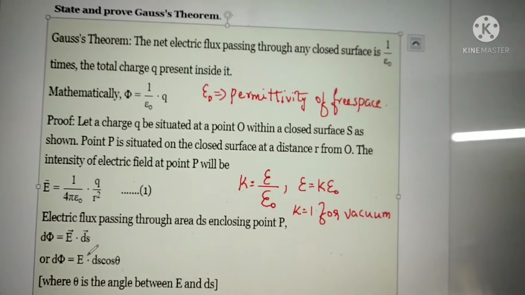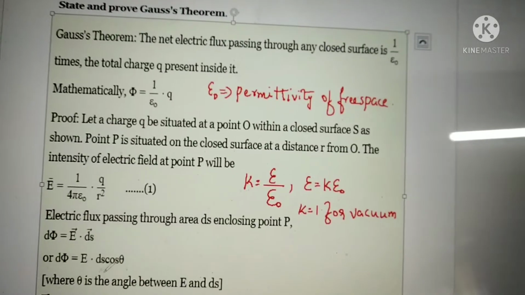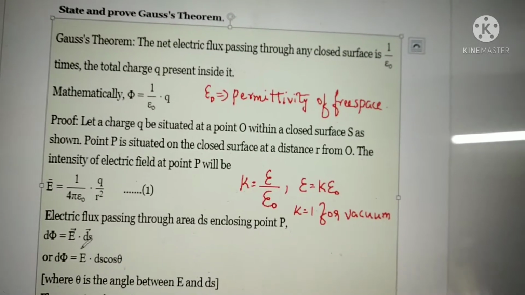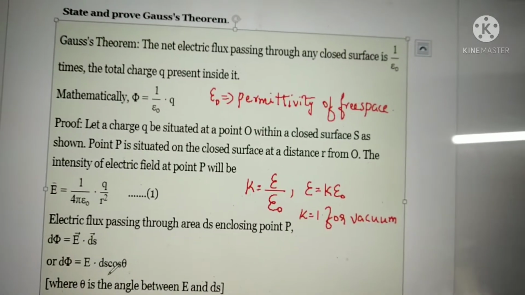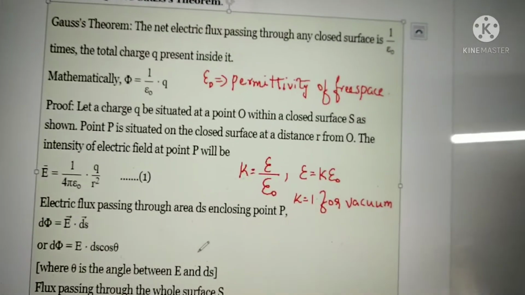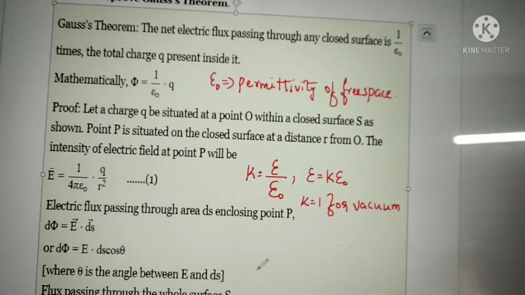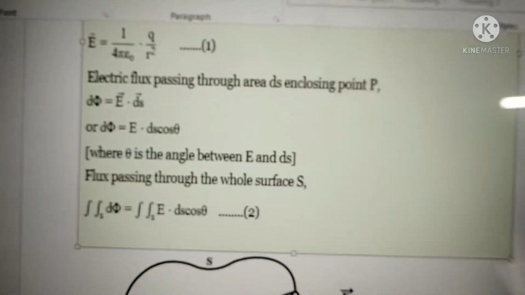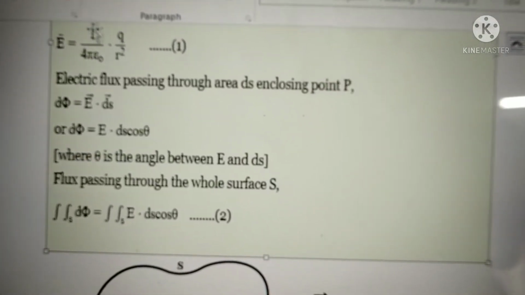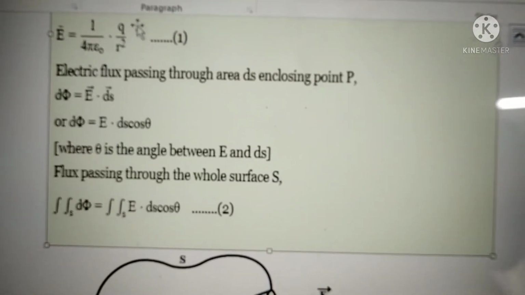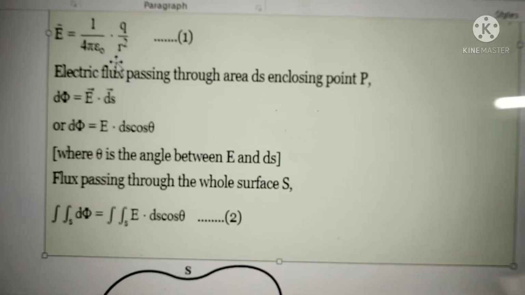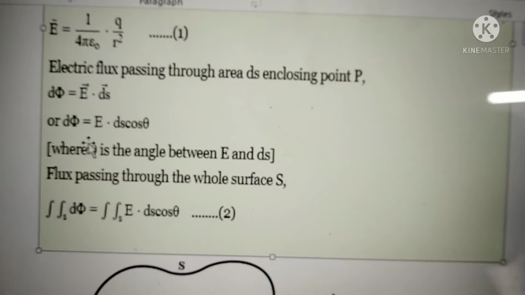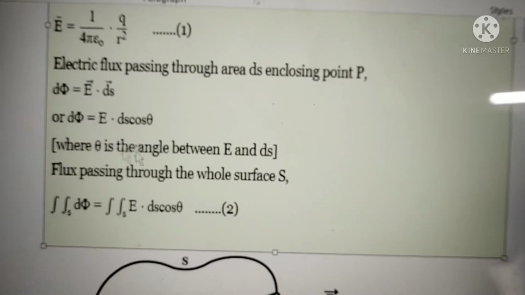The dot product naturally will culminate as E ds cos theta. Dot product of two vectors gives E ds cos theta. If it is A dot B, then it is AB cos theta. So a dot product always gives that. So electric flux d phi is equal to E dot ds, that is E ds cos theta. We already said.